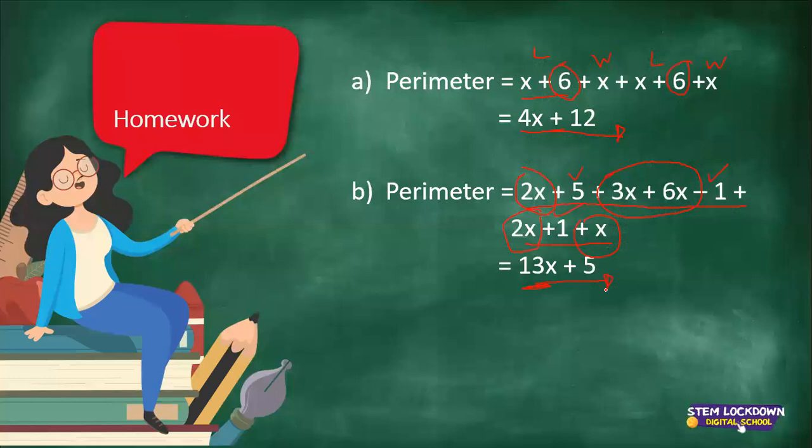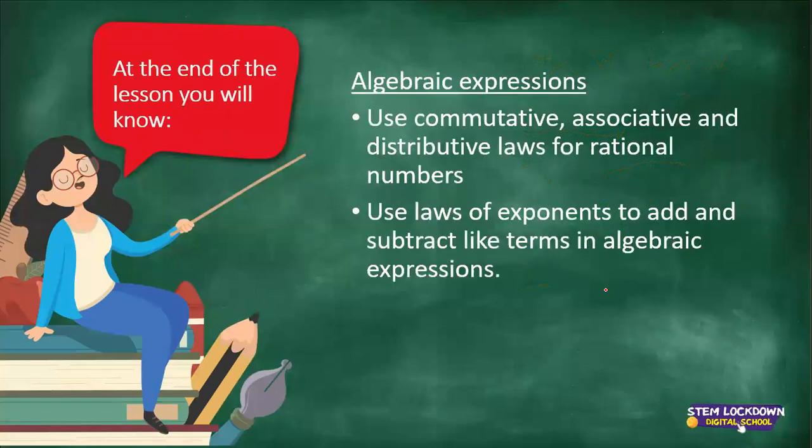Now let's start today's lesson. Today we're looking at commutative, associative, and distributive laws for rational numbers. Remember, when I say rational numbers, these are numbers that can be written as a fraction, for example, 1/2 or 2/1.